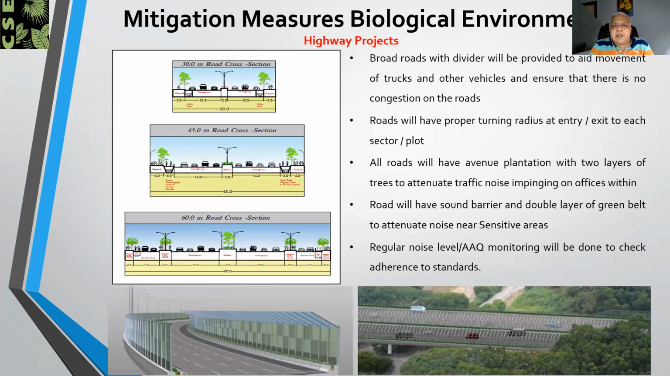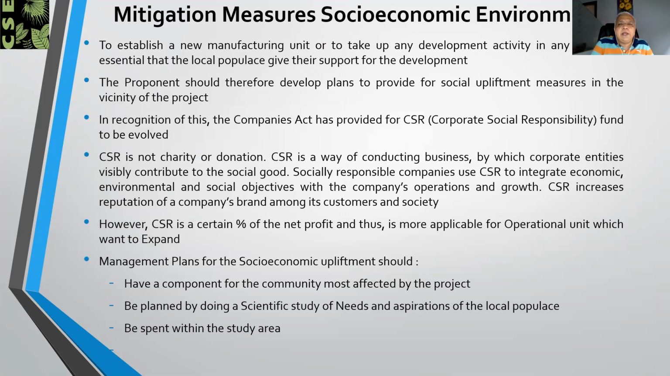Now, in case of a highway project, as I mentioned, there is a two-layer green belt which is planned with the smaller trees on the front and larger trees on the back side. And for noise attenuation, noise barriers are provided.